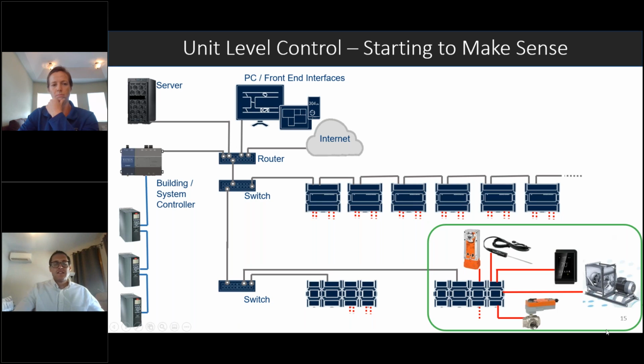So this could be something as simple as a single zone air handling unit, and it's being networked back to work with the rest of the system. As you can see, we have a bunch of other unit level controllers out there. They all have their own inputs and outputs for that piece of equipment, and they're each networked back to the rest of the BAS as well.